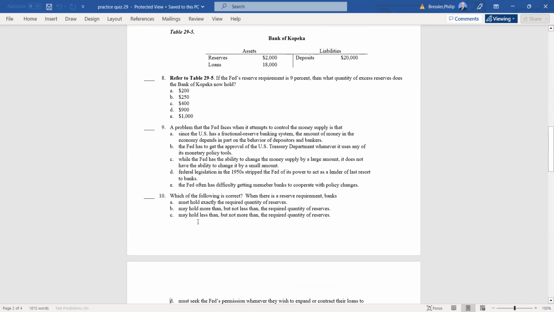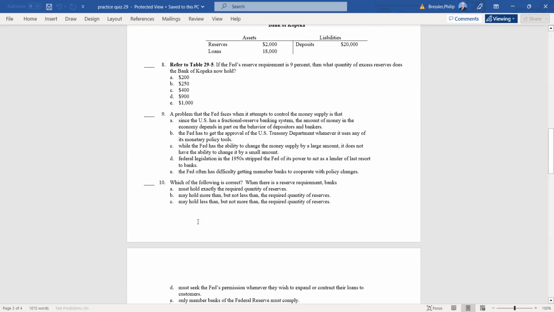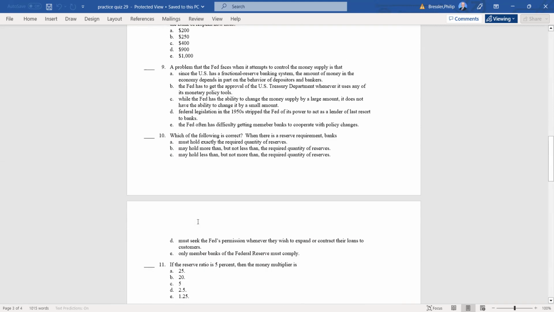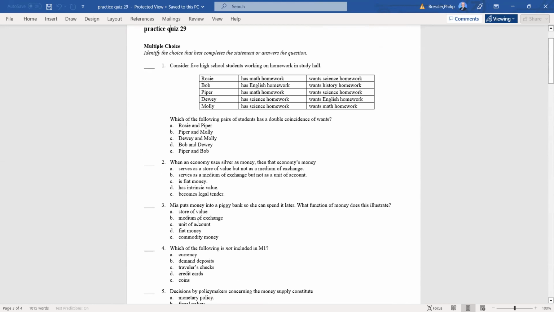Looking at the problem we talked about, 9, which of the following is correct? I think we have it. Okay. Anything else you guys want to go over? Okay, I'll be there tomorrow morning then. And also, I'll be in the ARC pretty much.